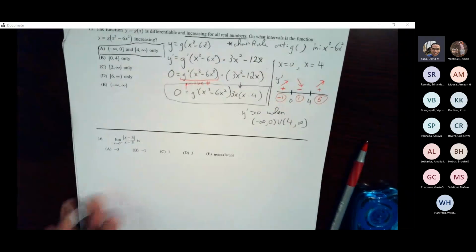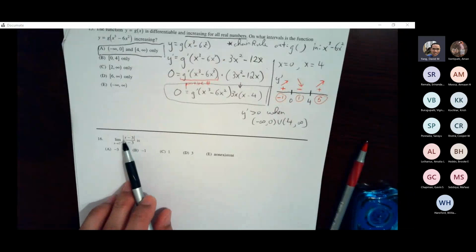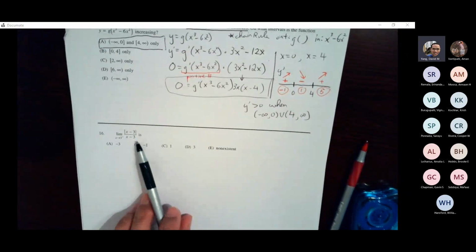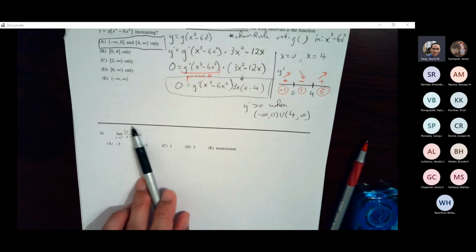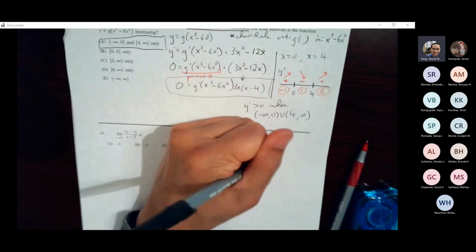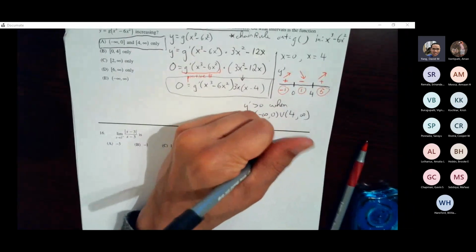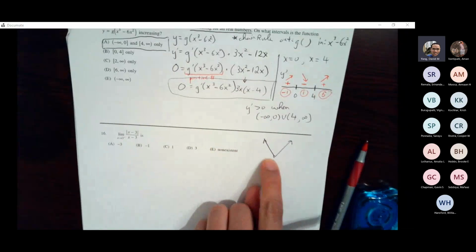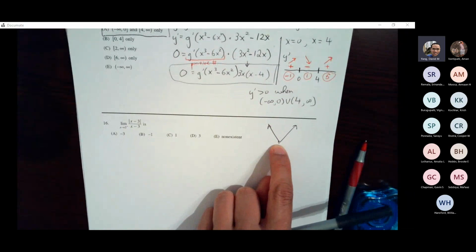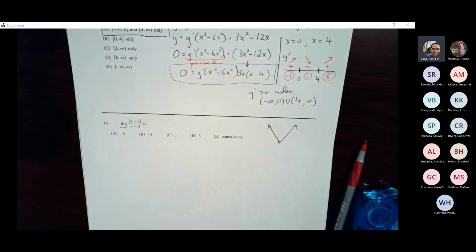Number 16. This one feels a little bit tricky because it's like, what do we do with a limit with absolute value? Well, anytime we see an absolute value, we can always treat it as a piecewise function. You can always think of an absolute value as made up of two linear graphs.